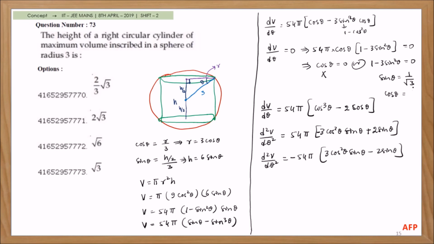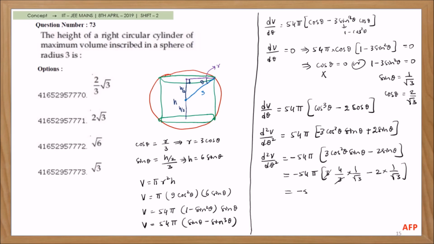Sin theta value will be square root of 1 minus sin square theta, which is nothing but 2 times root 3. 2 divided by root 3 you are getting. Okay, if you substitute here, what you are getting? 54 minus 54 pi, so 3 as it is. Okay, 4 into 3, 1 by root 3 minus 2 into 1 by root 3. Okay, answer like this. So it is 4 times, it is 2 times, so what you are getting?